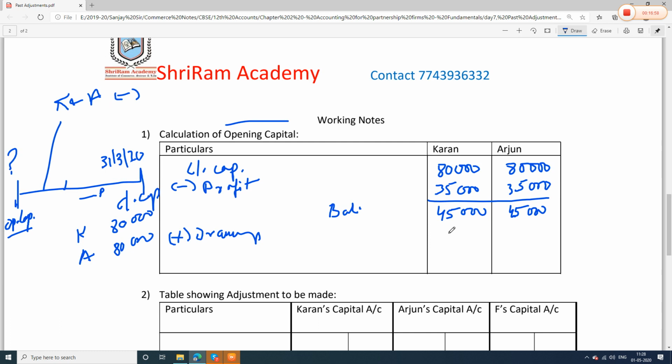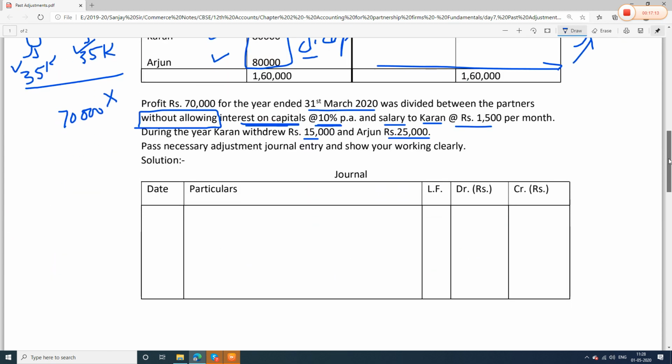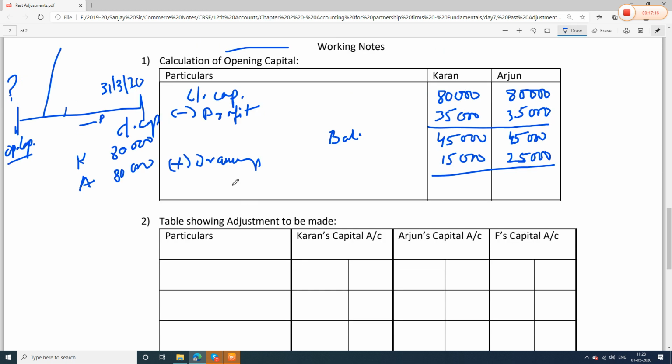Okay guys, 15,000 and 25,000. Finish, there is nothing else. Done. Now the balance that we will get is the opening capital. What will we get, beta? Opening capital, so how much is opening capital? Adding this, 60,000 was Karan's opening capital and 70,000 was Arjun's opening capital.